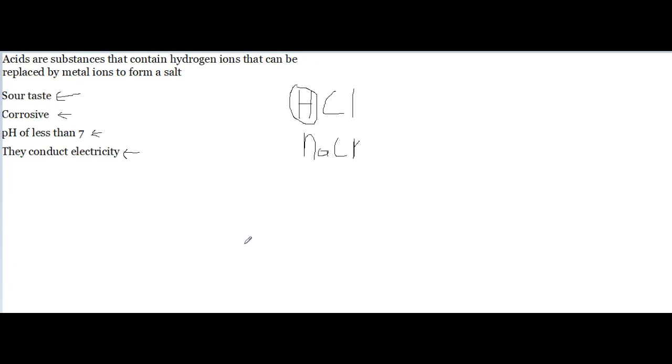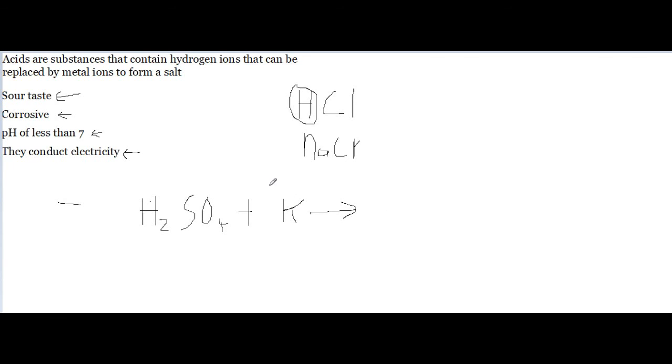Now, acids can undergo several types of reactions, and the first one we'll have is an acid plus a reactive metal. So let's use, for example, sulfuric acid, H2SO4, plus a reactive metal, let's say potassium. Potassium is a very reactive metal in group 1 of the periodic table.